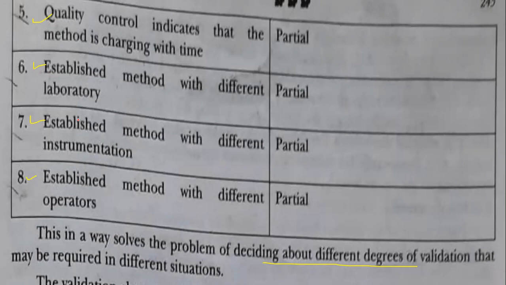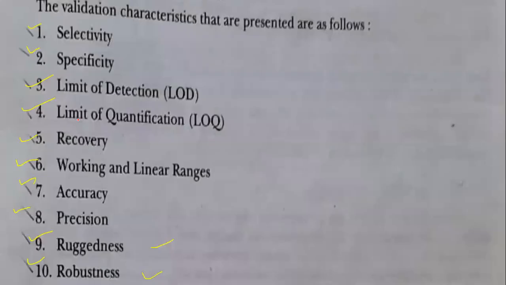Established method with different instruments. Okay, if you are doing the pH analysis with different methods, like a potentiometer, pH meter, or pH paper, in that case also you have to have a partial validation of those methods. Then established method with different operators. If the SEM method is used by different people, in that case also we need to have a partial validation.